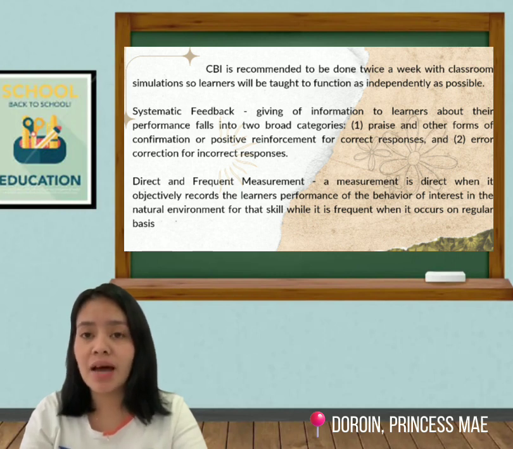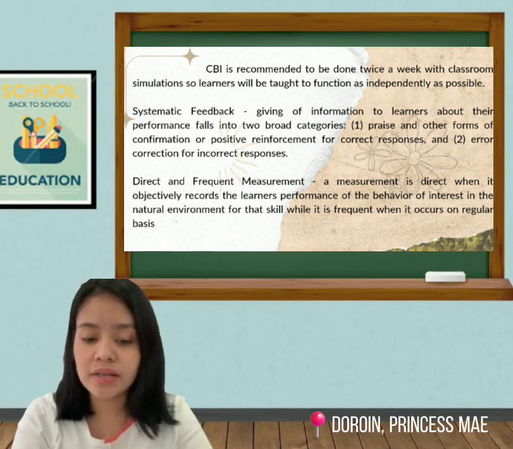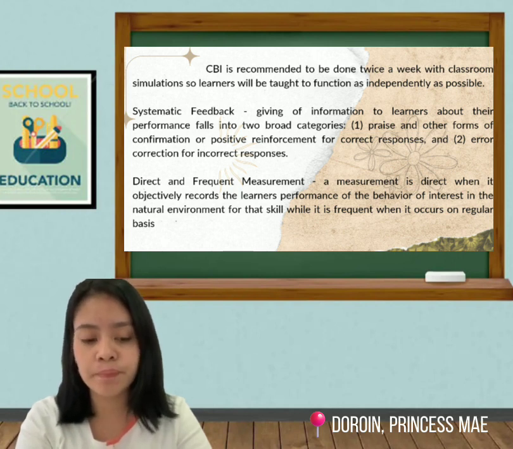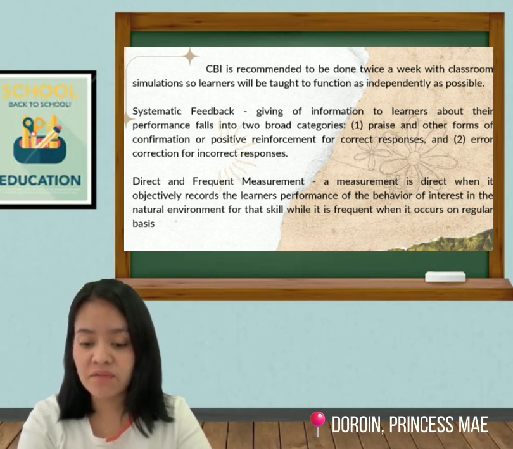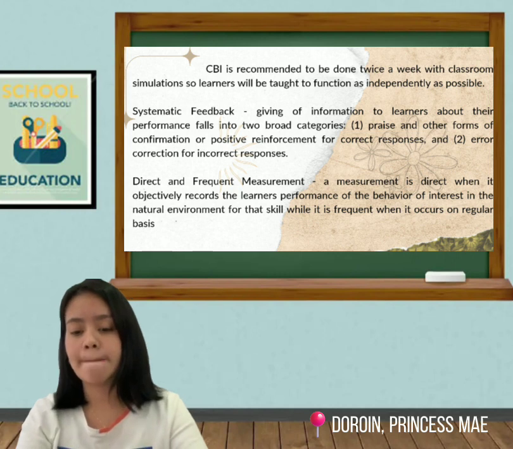The second is systematic feedback. This is to give information to learners about their performance. It falls into two broad categories. The first one is praise, the other forms of confirmation or positive reinforcement for correct responses. The second one is error correction for incorrect responses. When giving feedback, it becomes effective when it is specific, immediate, positive, frequent, and differential.